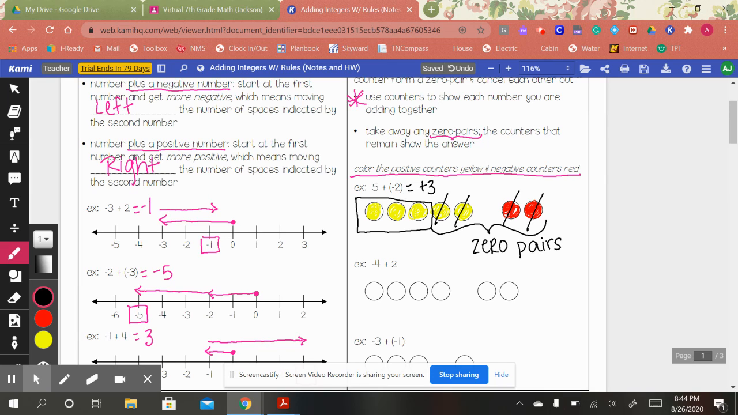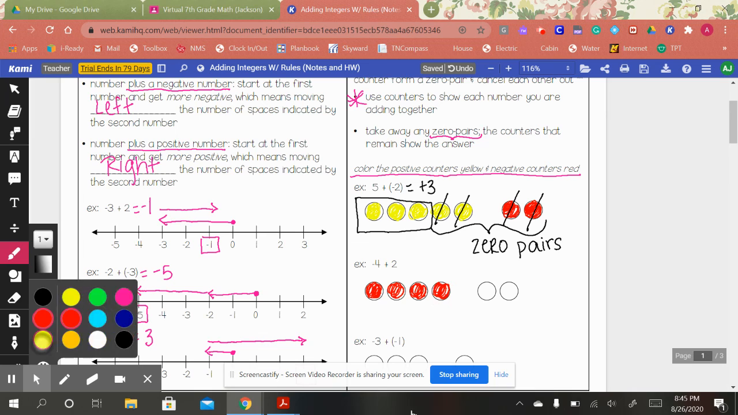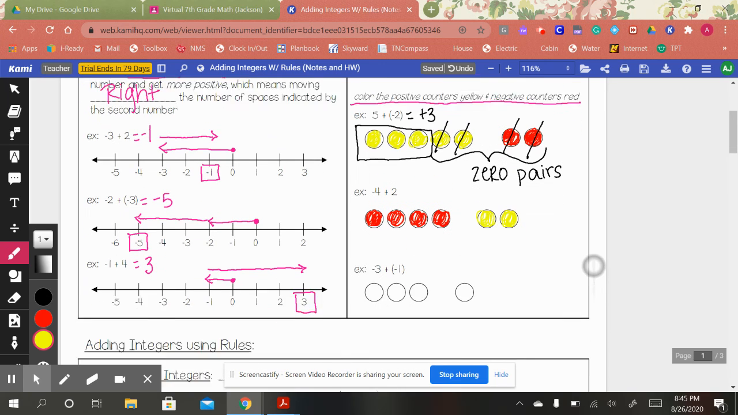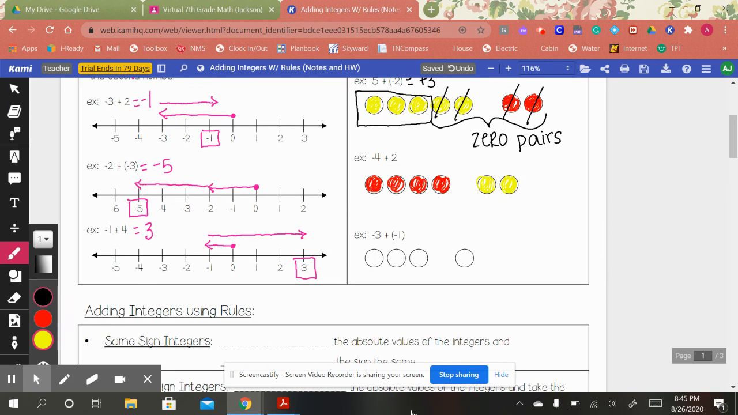Let's go ahead and move on to the second example. I'm -4 plus 2. So I'm going to go back to red because I have to color 4 of them red because they're 4 negatives. And then once I do that, I have 2 positives. So switch to yellow, color 2 of them yellow. And again, on yours, you're just dragging and dropping those colored counters already on top of the model.